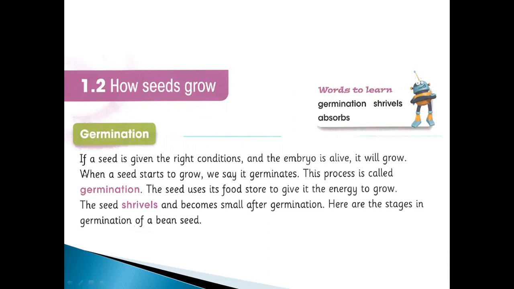Germinating. If a seed is given the right conditions and the embryo, the tiny plant inside the seed, is alive, it will grow. When a seed starts to grow, we say it germinates. This process is called germination. So what is germination? When a seed starts to grow, this process is called germination, the growth of a seed.